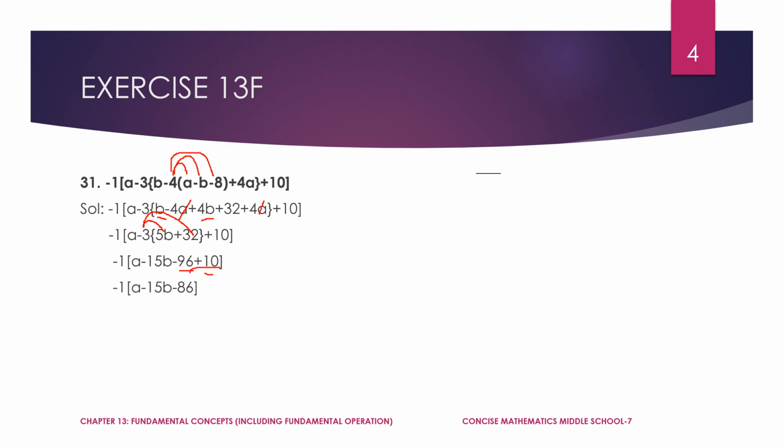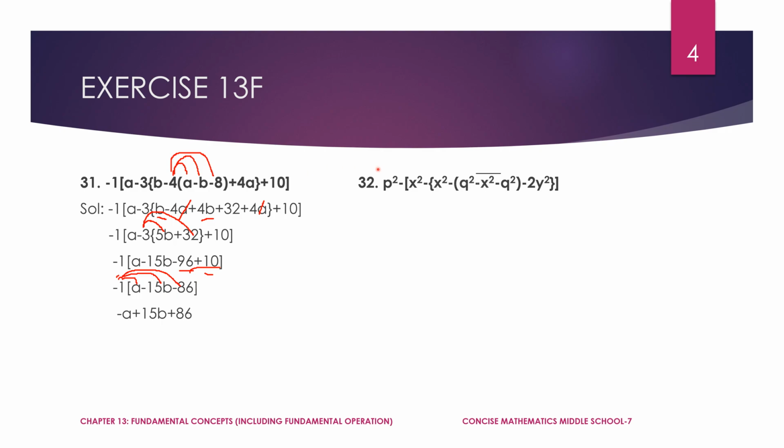Now just multiply this minus 1 inside with first term, minus 1 with second term, minus 1 with third term. So it becomes plus into minus minus a, minus into minus plus 15b, minus into minus plus 86.